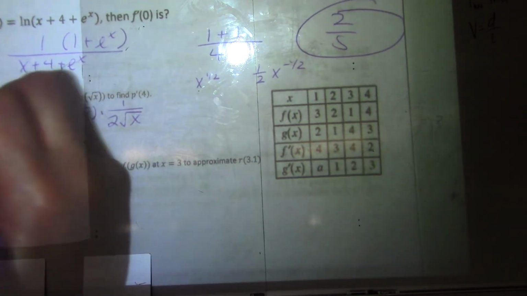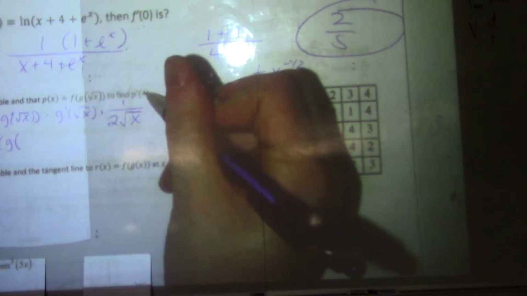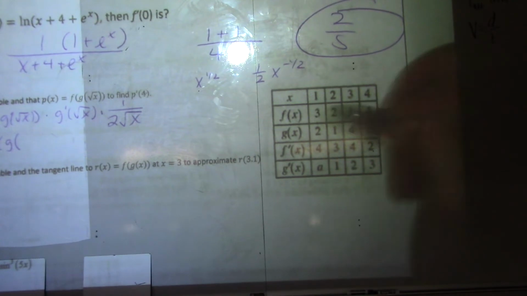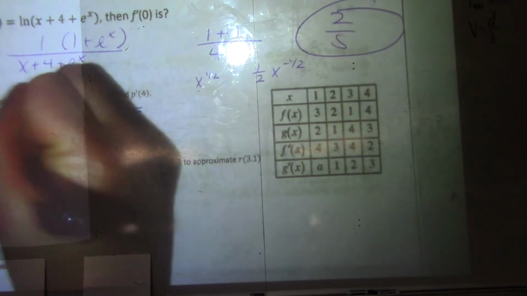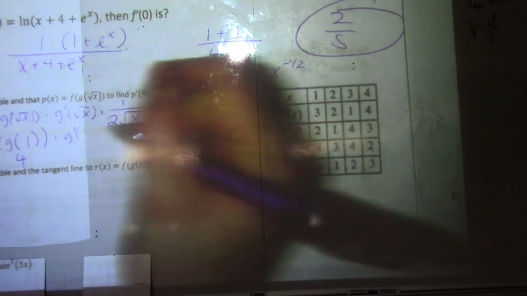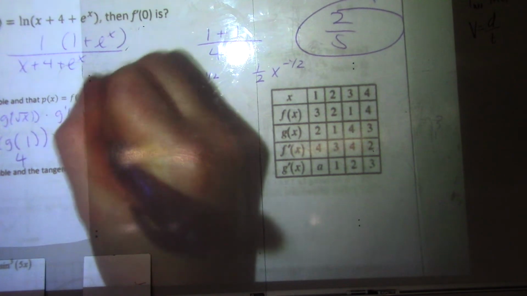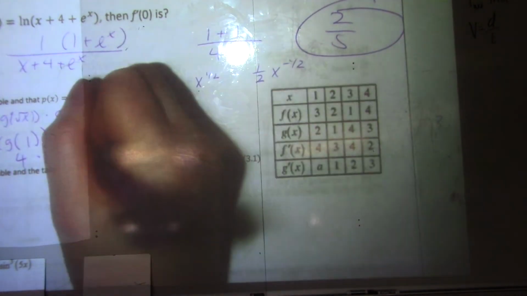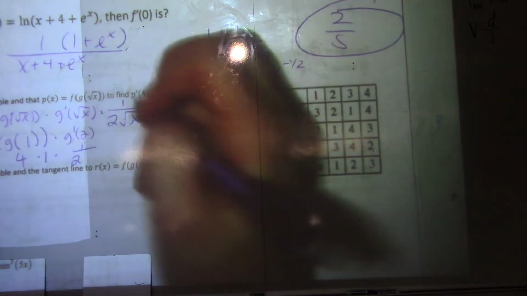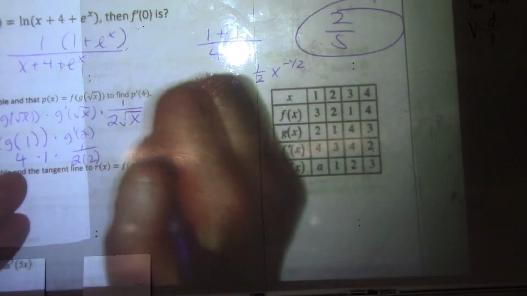So this is f prime of g of root 4, which is just 2, so g of 2 is 1, and f prime of 1 is 4, times g prime of 2. G prime of 2 is 1, times 1 over 2 root x, where root x is 2, so that's 4 times 1 times 1/4, so that gives me positive 1.